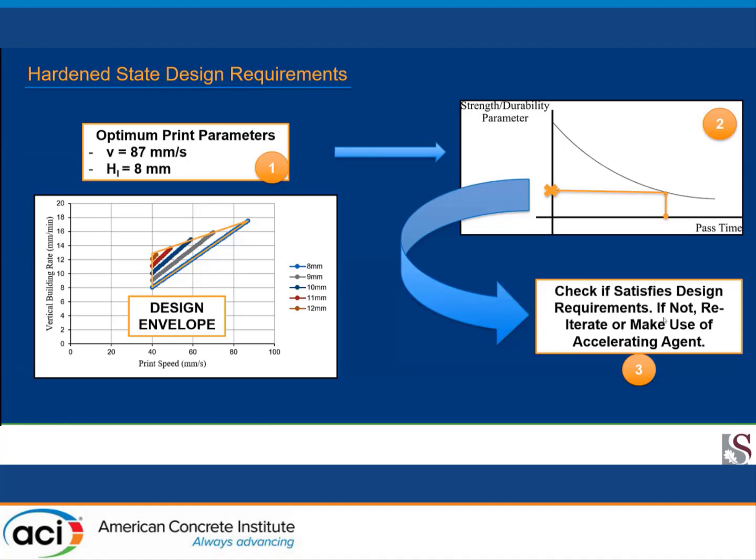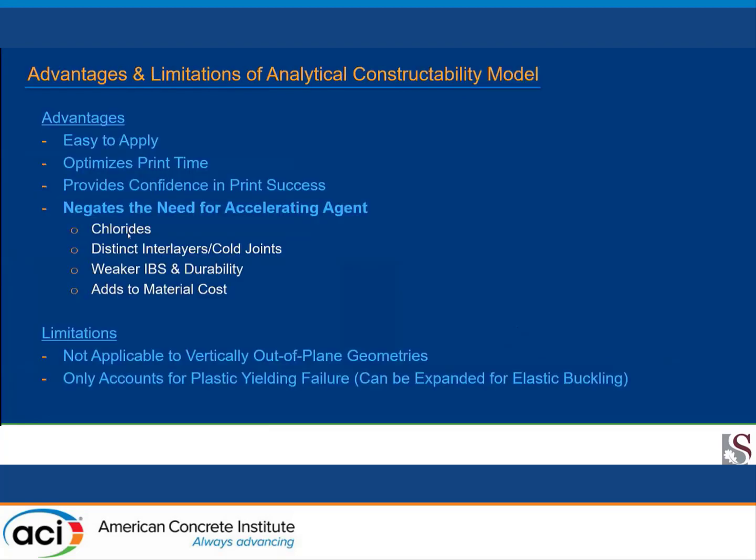So if not, you have to reiterate or you have to use an accelerating agent, but we really don't want to use that because we find that, for instance, it induces chlorides. It gives you distinct interlayers or cold joints if it sets too fast, weak interlayer bond strength, etc. So the model is easy to apply, but there are limitations. Because it's analytical, you can't really go vertically out of plane with geometries, and it's also only for plastic yielding failure, but it can be expanded for elastic buckling.